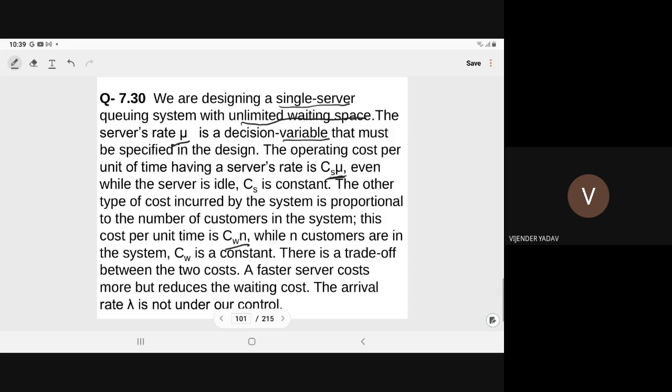While n customers are in the system, CW is constant. There is a trade-off between the two costs. If you provide the service at a faster rate, then CS mu will increase. And CWN will decrease, because when you provide the service at a faster rate, the number of customers in the system will decrease. So there is a trade-off between the two costs.